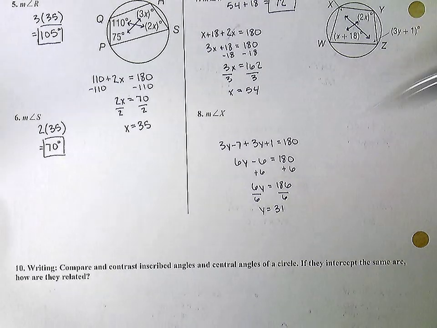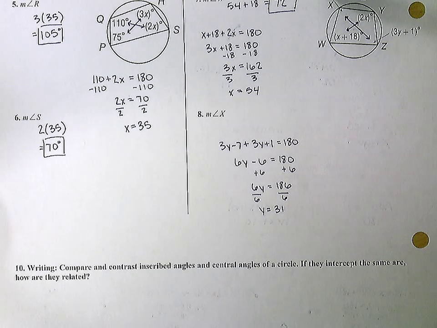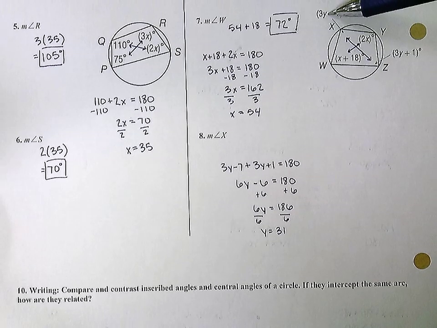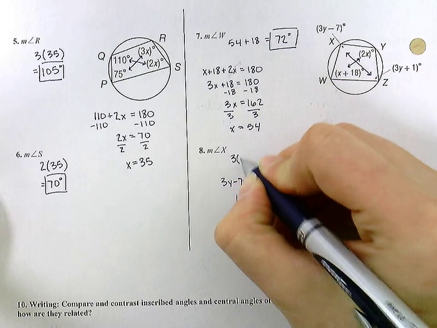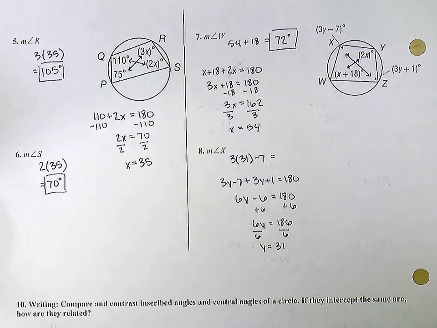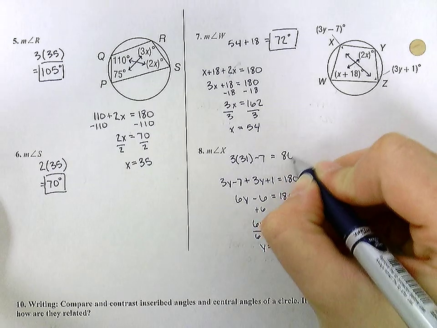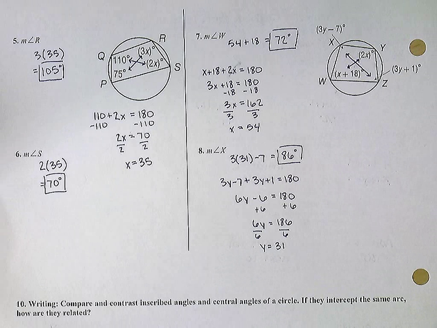Okay, so now that I've solved for y, I can find the measure of angle x, which is right here. I'll plug in 31 for my y value. So we have 3 times 31 minus 7. That's 86 degrees. Okay, questions on how I set up or solved those two problems?